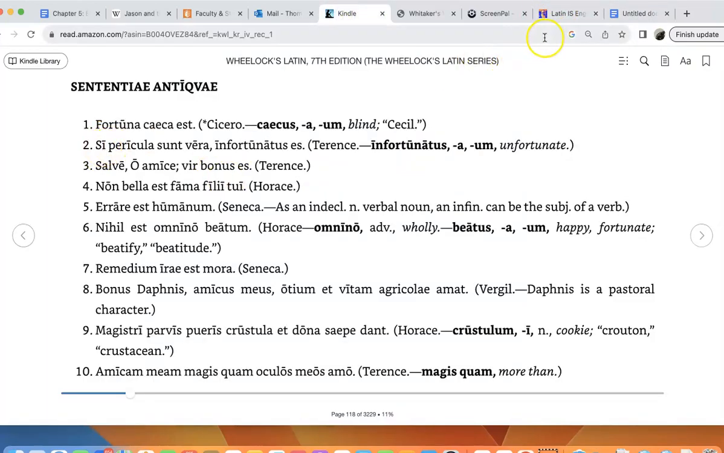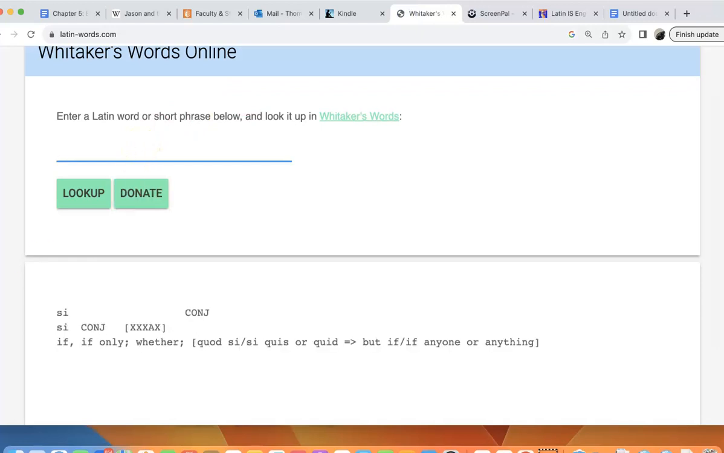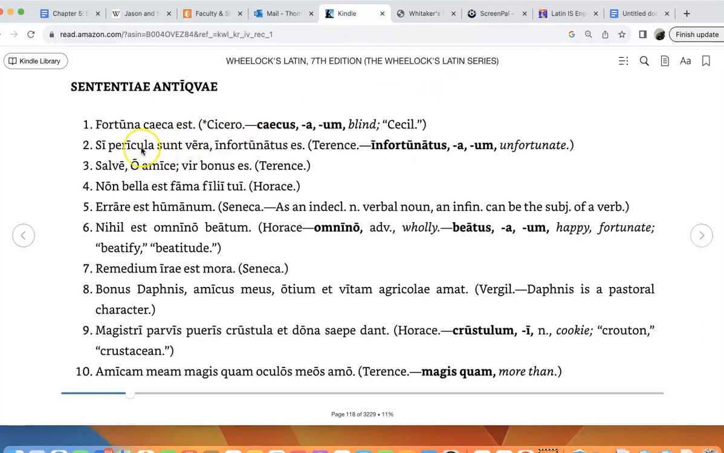Si just means if. Again, if we're not sure about this, we're going to have to use our Whitaker's or get a dictionary. We had this earlier in the book, but it's just a conjunction. It means if. Probably not if only. It doesn't mean whether. I don't think that's the sense of it either. So most of the time it's going to be if, but again, only the context will tell you that. So if pericula.